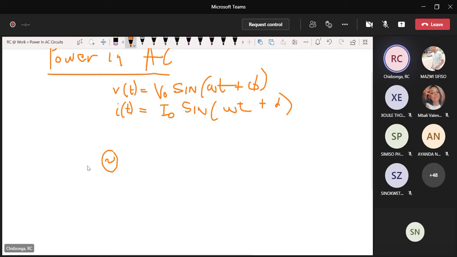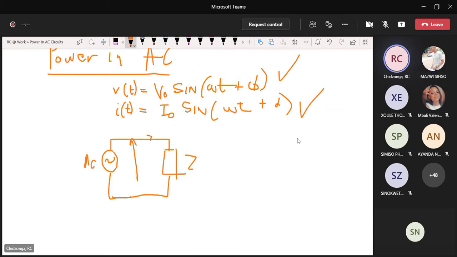We have a source. It's an AC source. And it's got a load, which is a general impedance, right? It is driven from a voltage, which is sinusoidal, and the current that is flowing is sinusoidal, right? So the idea is to define the power that this load is going to take from the source.